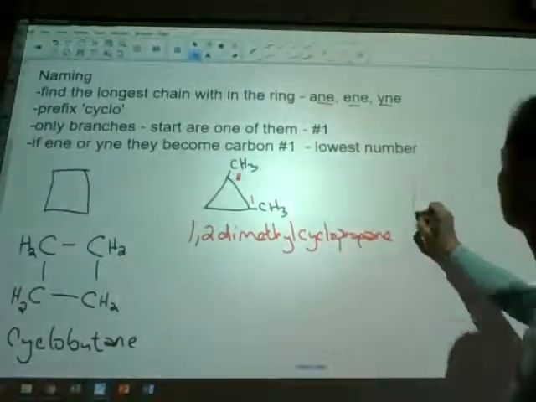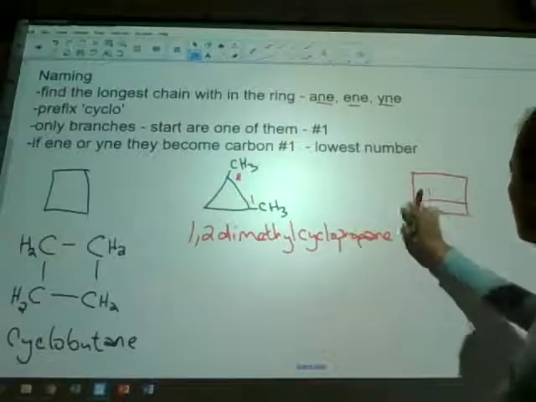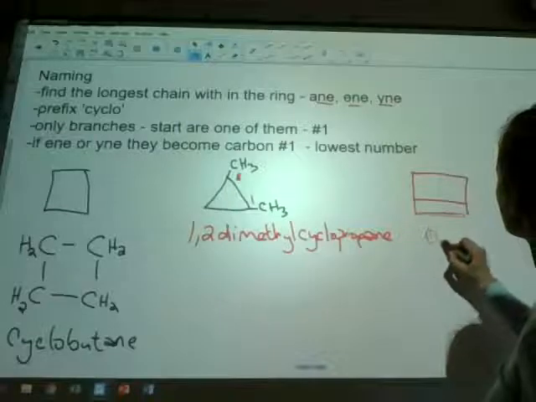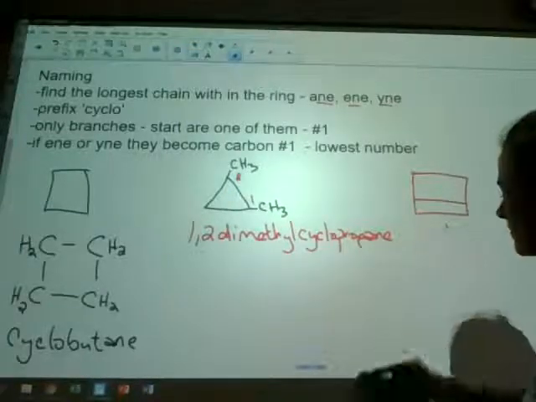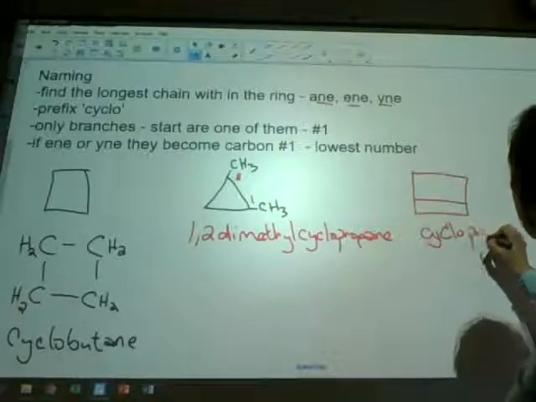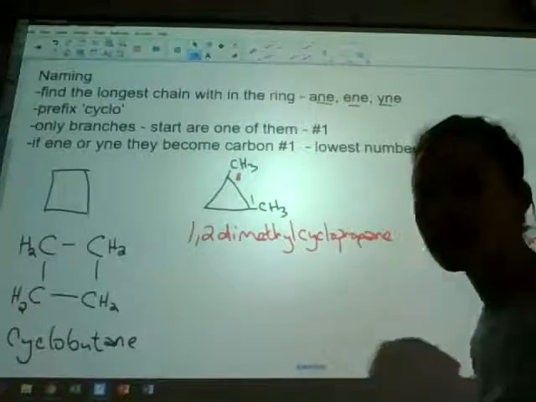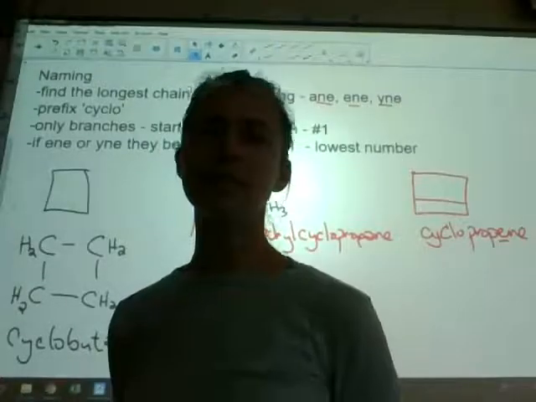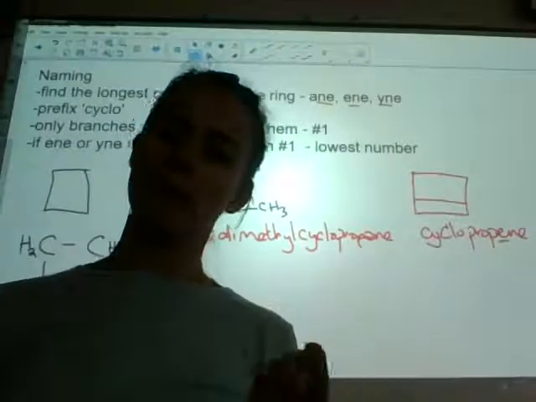Okay, alrighty. So let's go over here and add a double bond here. So the double bond is between this carbon and this carbon. So this would just be cyclopropene. And the reason why I don't need to have a number in front of it is because it's always going to be a number 1 if there's only one of them in it.